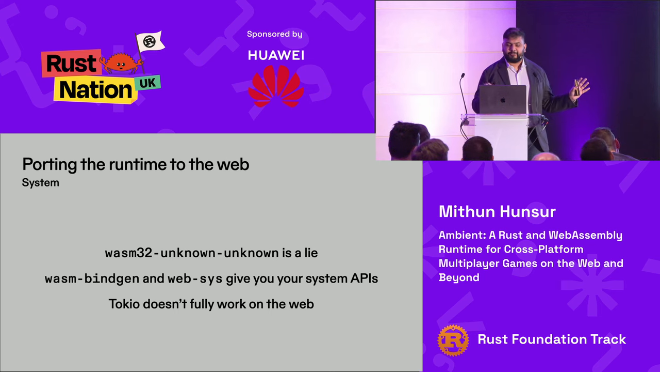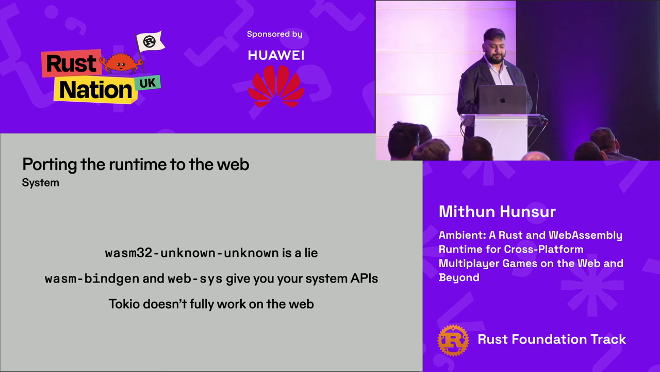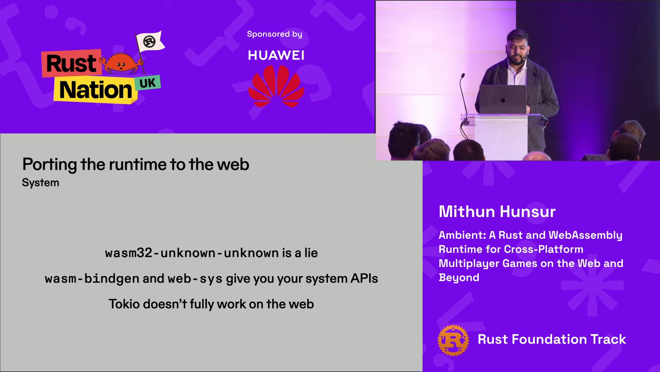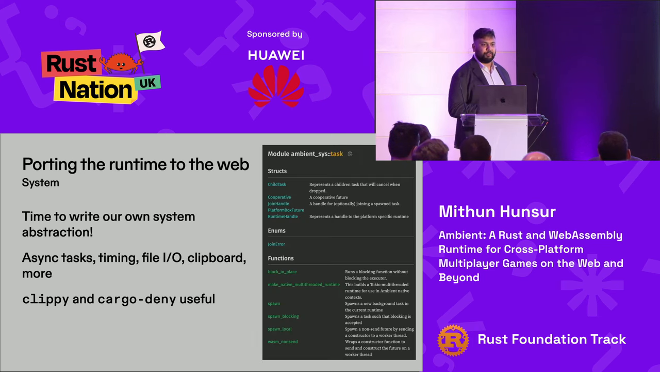First off, the platform itself. wasm32-unknown-unknown, the standard Rust target for WASM on the web, is a convenient lie that we tell ourselves. Much of the standard library will panic at runtime, and many APIs are missing. You must use wasm-bindgen and web-sys to interact with JS APIs and replace the missing functionality. Our existing code used Tokio, which has limited support for running on the web. Additionally, you don't control task scheduling on the web, unlike on desktop.